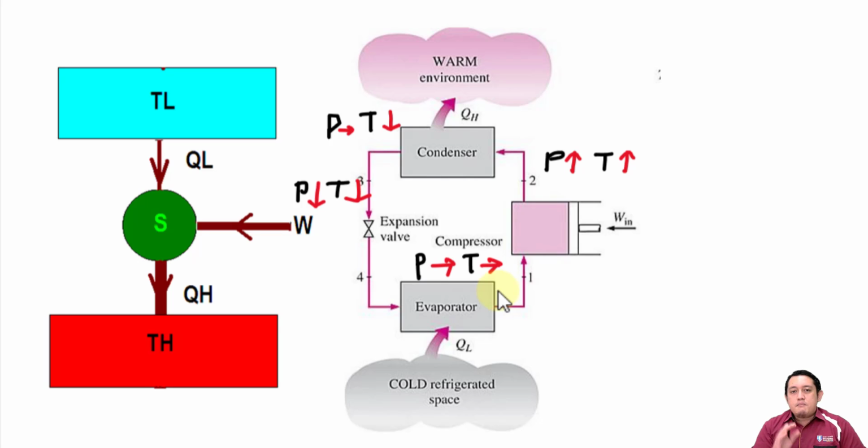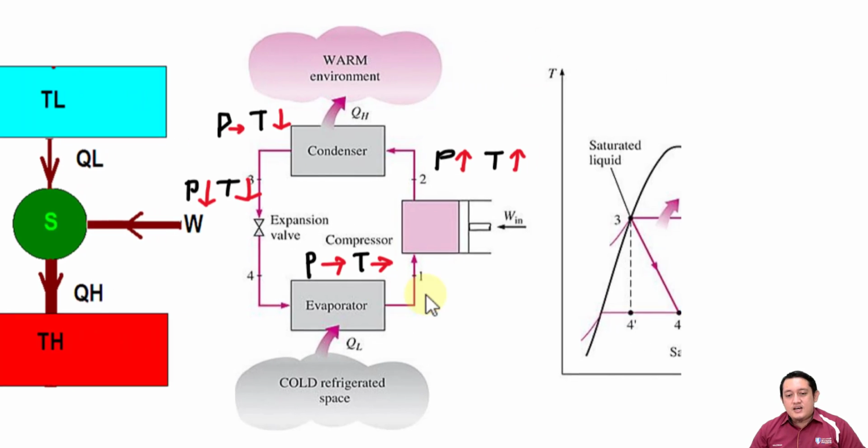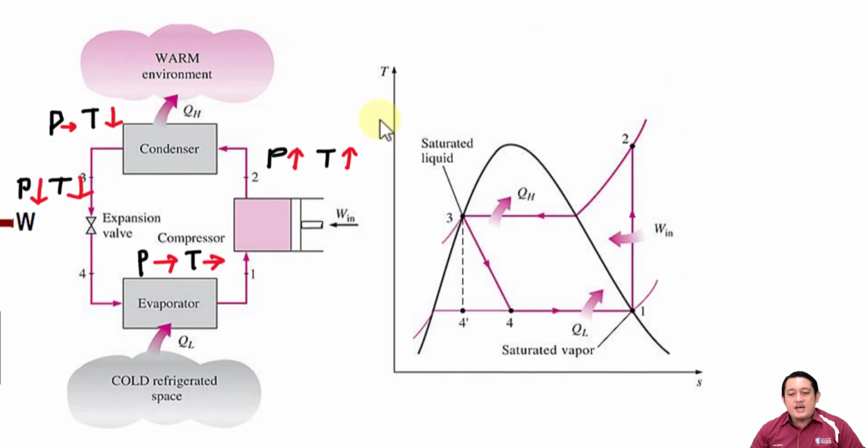So let's map the process here on a temperature versus specific entropy graph. Like this one, TS here. T here is the temperature, S here is the specific entropy. If you refer to this, the one that I mentioned about the compressor is this one. Number one here is this part here.